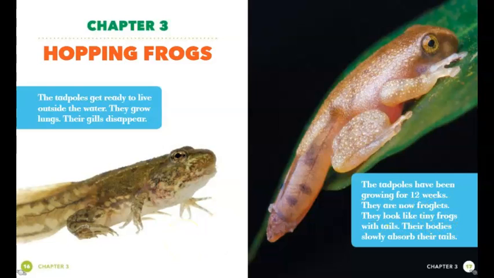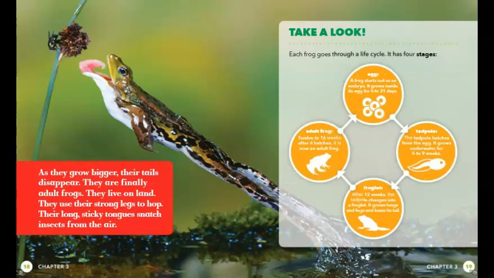The tadpoles have been growing for 12 weeks. They are now froglets. They look like tiny frogs with tails. Their bodies slowly absorb their tails. Remember, absorb means to take in or soak up, so it basically just absorbs into the body. As they grow bigger, their tails disappear.